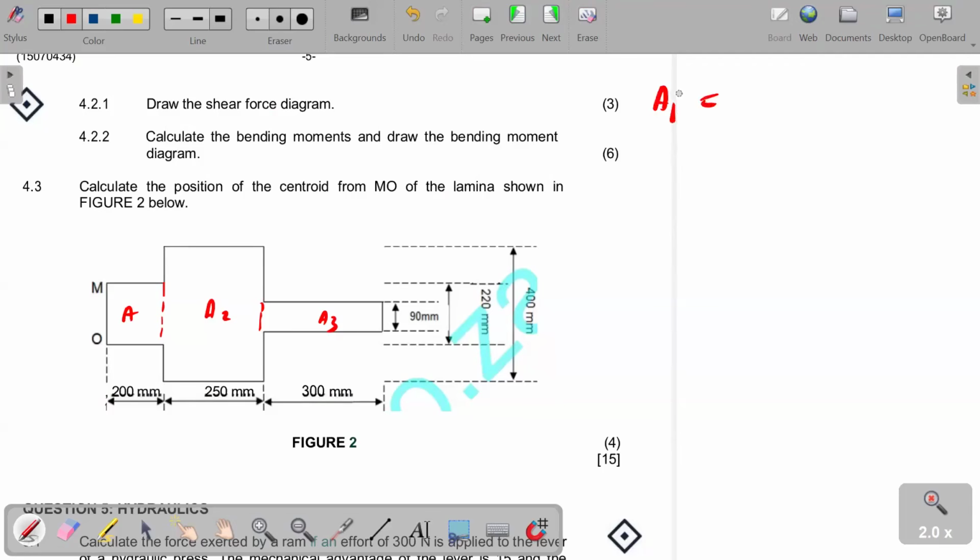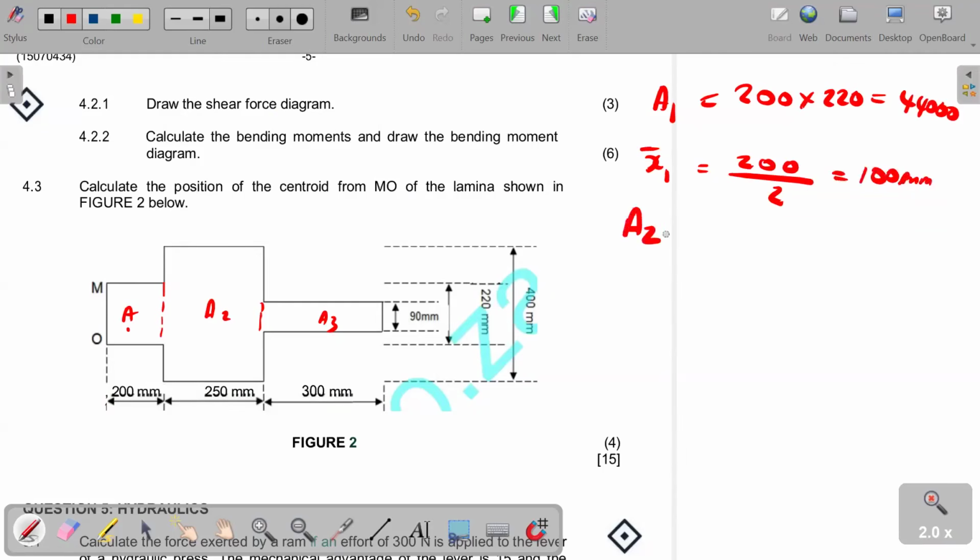That's a rectangle there. So calculating its area, it's 200 multiplied by 220. And that in turn gives us 44,000. Right. Then we want X bar 1. Right. The X ordinate of the centroid here. So this is going to be given directly for a rectangle by 200 over 2. And that results in 100 millimeters. That's our X bar 1.